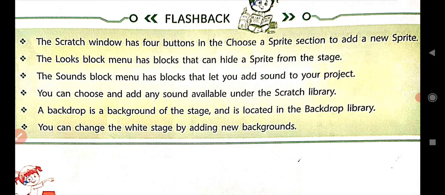The Looks block menu has blocks that can hide a sprite from the stage. In the block menu we have the main list of block menus. In that we have the Looks block menu, and in the Looks block menu we have some blocks. With the help of those blocks we can hide a sprite from the stage. If you want to hide the sprite from the stage, we can use the Looks block menu.